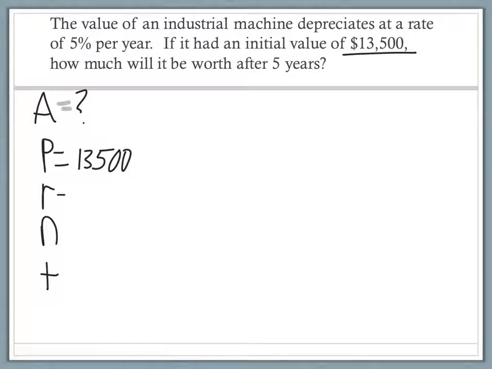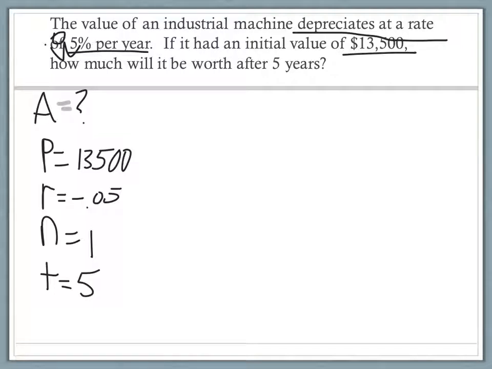Okay, our R is our rate, but the key word in here is it depreciates. Depreciates means that it goes down. So this is going to be a negative point, and then move that decimal over twice, so it'd be 0.05. Okay, our N, it doesn't disclose what that is, so we just keep that as 1. T is our time, and it's 5 years.